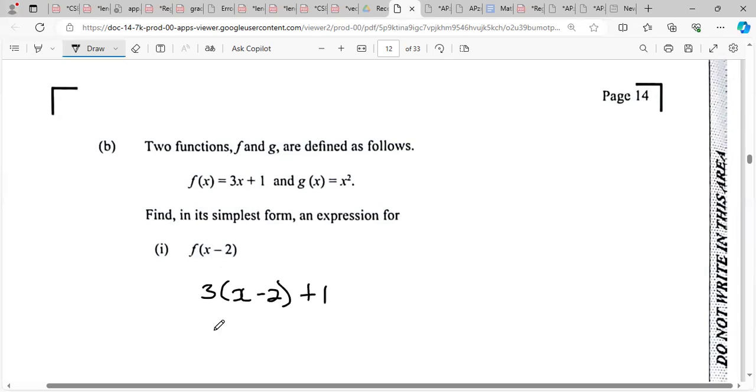First, we see 3 times x, 3x, 3 times negative 2, negative 6, and then it's a plus 1. So this works out to 3x minus 5. Yeah, expand the bracket. Alright, that one is cute. Let's look at the next one now.